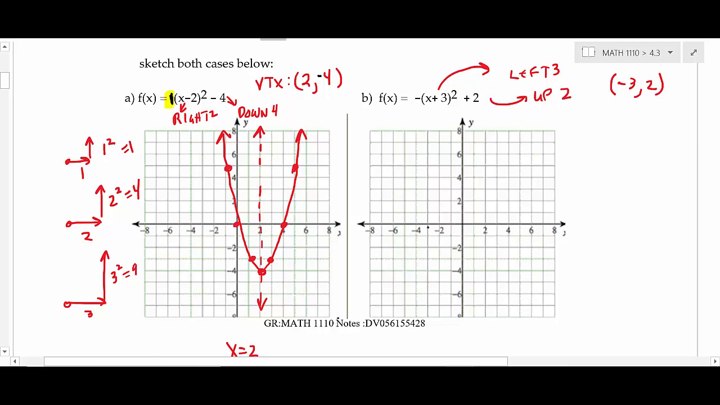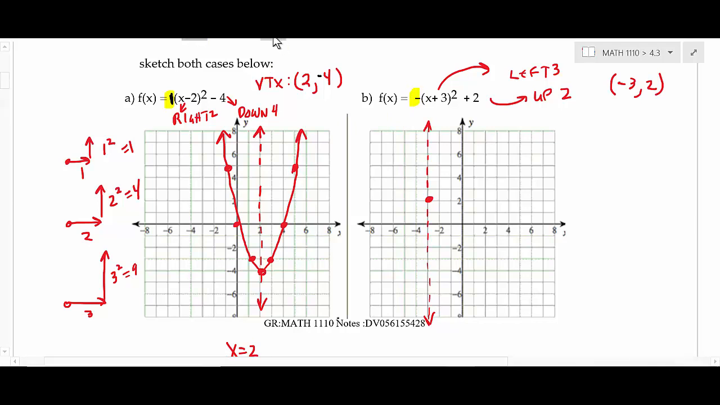So you want to go ahead and plot that point, left 3, up 2. Then you can put your axis of symmetry through that. Sometimes my math lab wants you to do that. Sometimes it doesn't, but that's what I mean by axis of symmetry. Okay? All right, what is that negative going to do? It's going to go down.